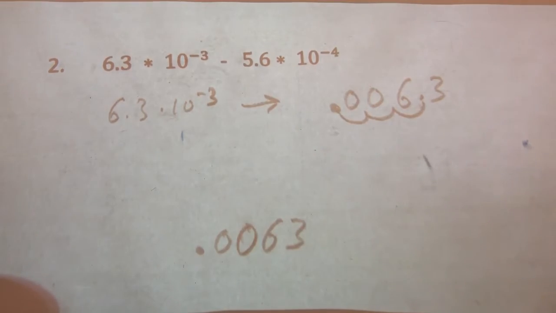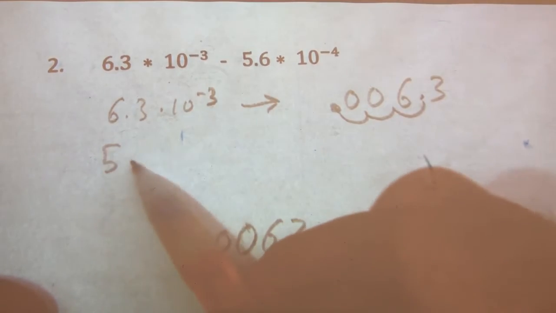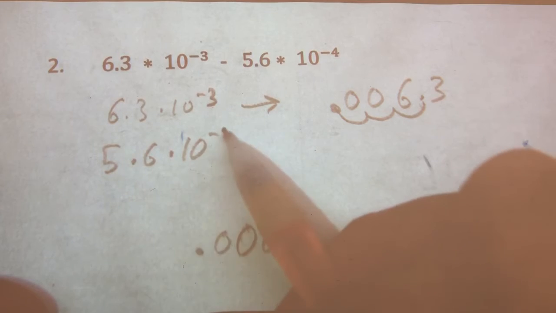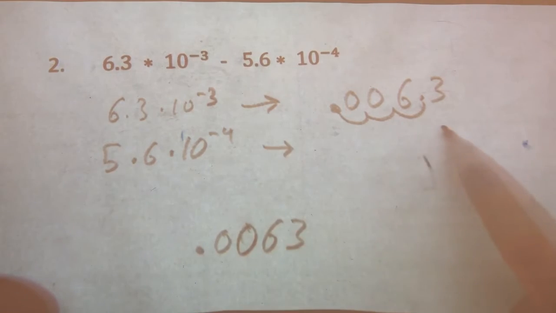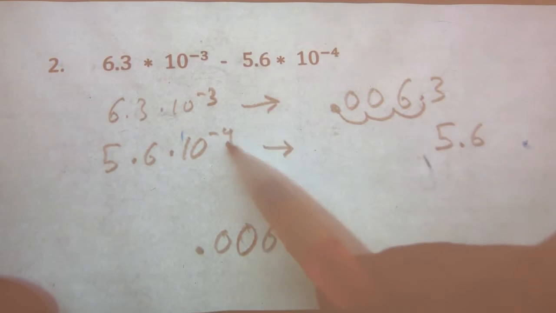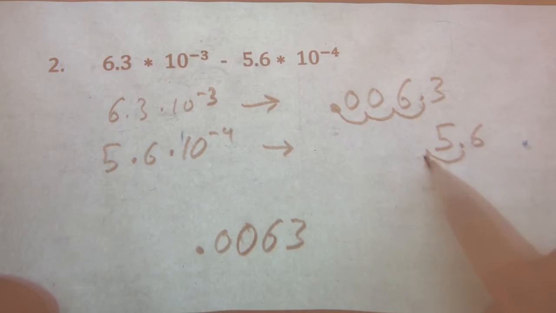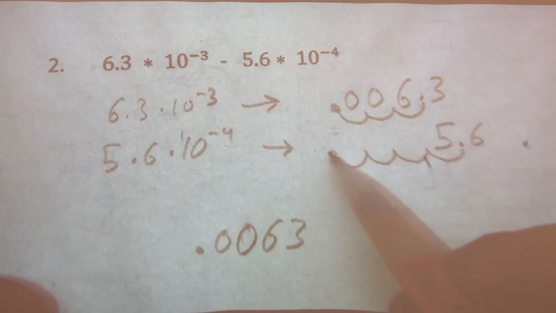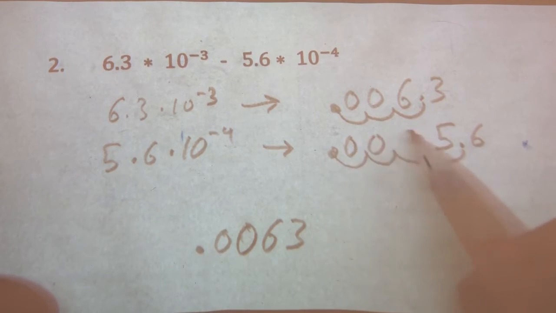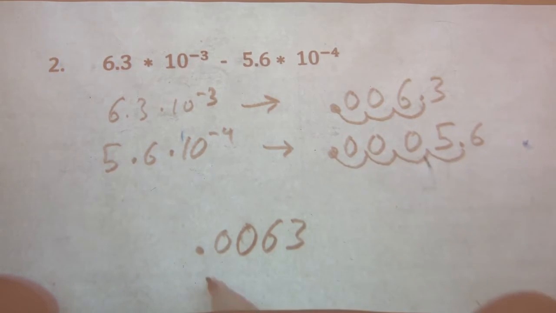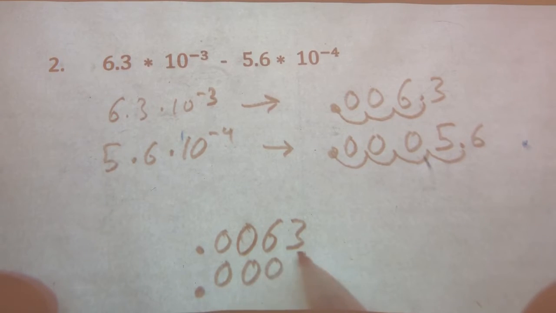0.0063. And then I'll do the same thing with 5.6 times 10 to the negative 4. I'm going to convert that. So again, start by writing this and leave yourself some space. I'm going to move the decimal this way 4 times in a direction that creates a number with a small value, all right? 0.00056.